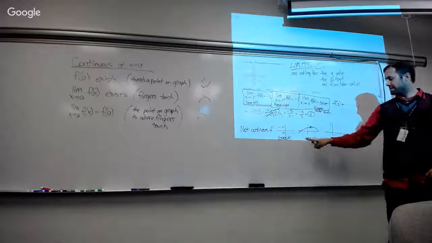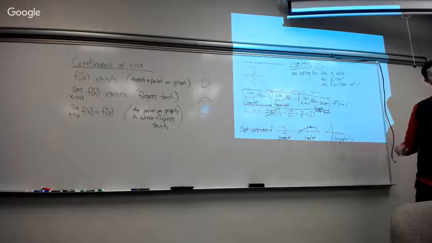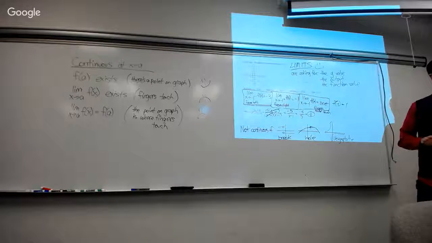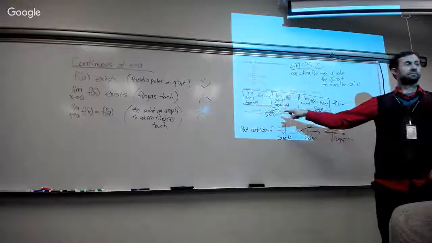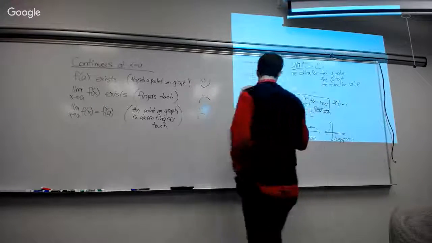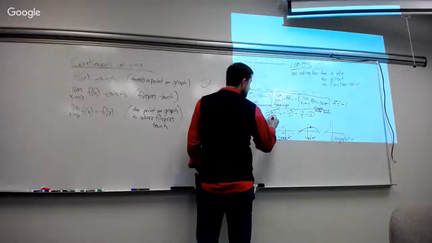Now, what is actually happening in this graph, though? Is it a break? Is it a hole? Or is it an asymptote? It is a hole. Why are you saying it's a hole? Because you said that if a term crosses out of the top and the bottom, then there's a hole. Exactly. Anything you cross out of the top and bottom is a hole.